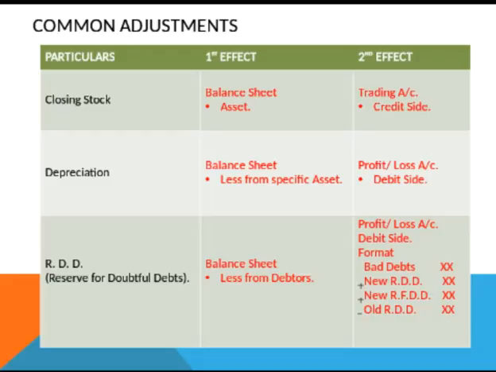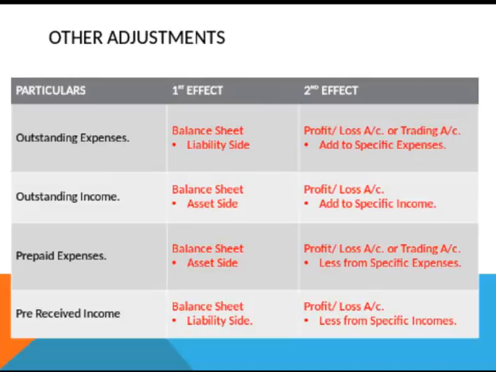And RDD. RDD: balance sheet less from debtors and profit and loss account debit side. There is a specific format for it, that is bad debts add new RDD add new RFDD less old RDD. Okay friends, now other adjustments. Outstanding expenses. Outstanding expenses means what? The expenses which are not paid and it is payable. Okay, so it is our liability.